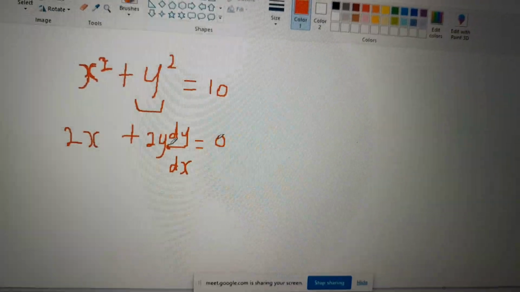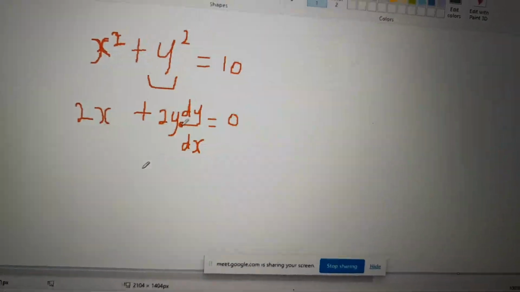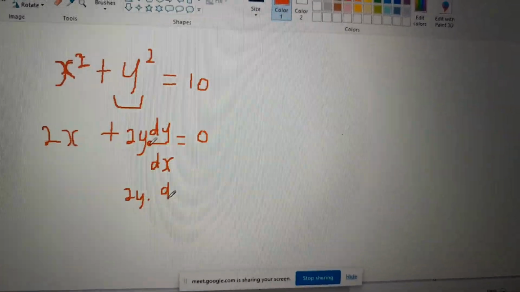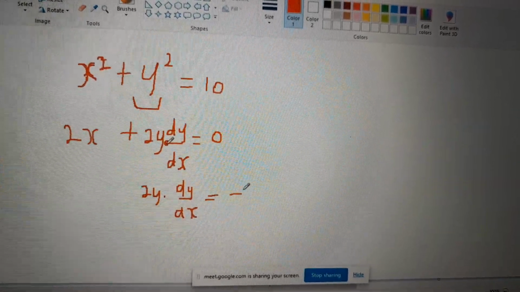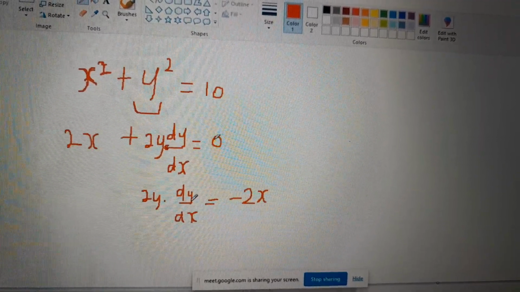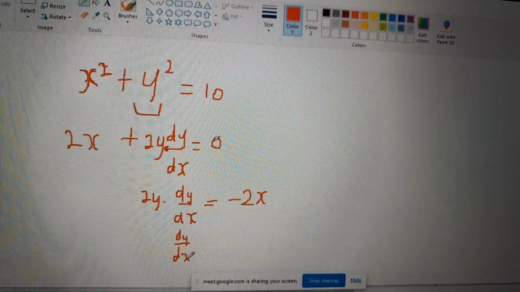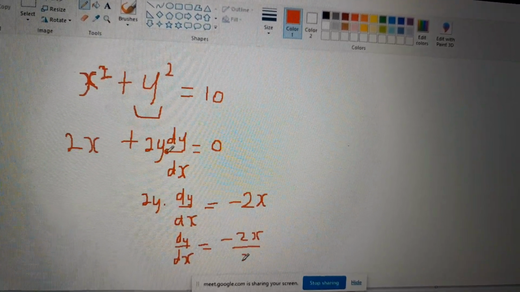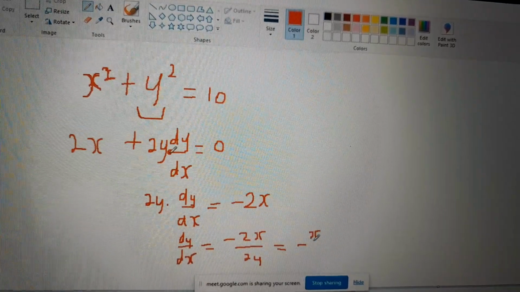So you carry across the 2x when we're finding dy dx, so it could be negative 2x. Okay, so it will be 2y dy dx is equal to negative 2x. But basically what we are doing, if you just want to make dy dx the subject of the formula, that's the process. And then dy dx now is equal to negative 2x divided by 2y. And in this case, again, we get negative x over y.